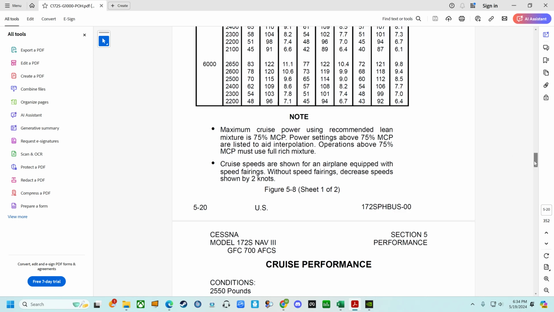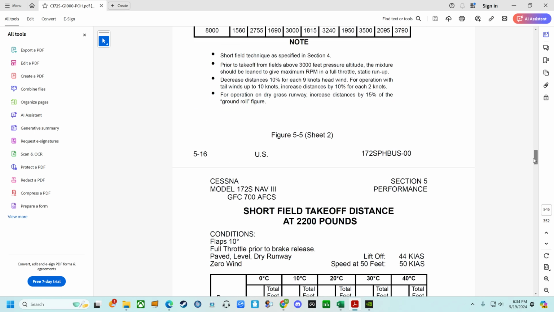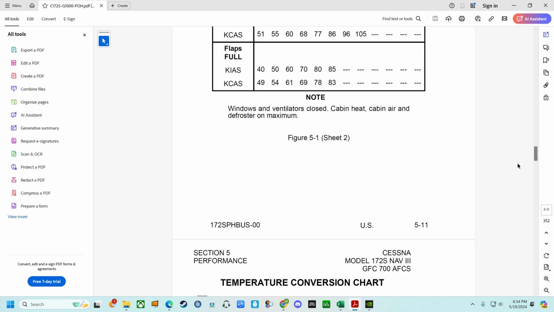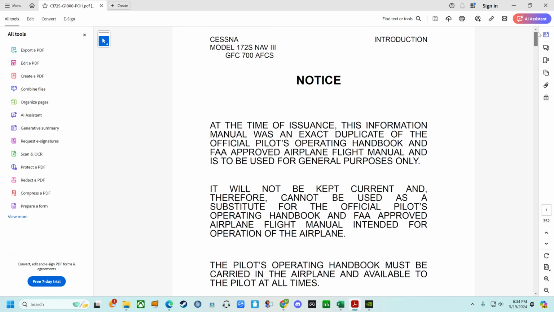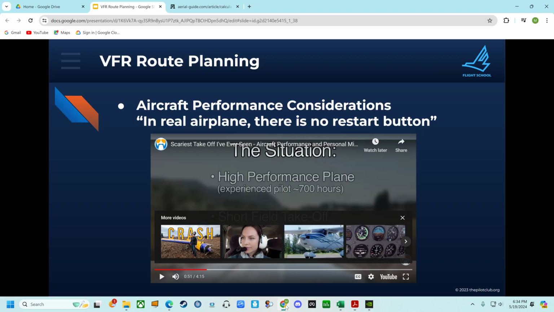So the POH, I don't think we use it enough on our flights and people don't reference it enough, but this performance section is definitely super important and you should take that into consideration when you're doing your flight planning.